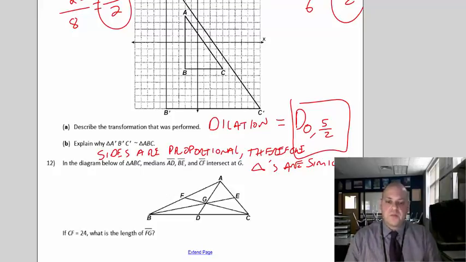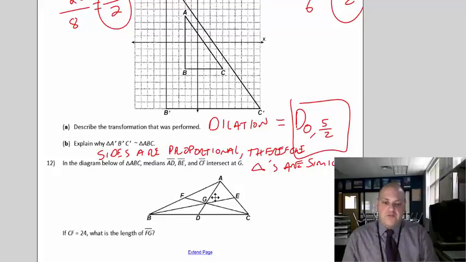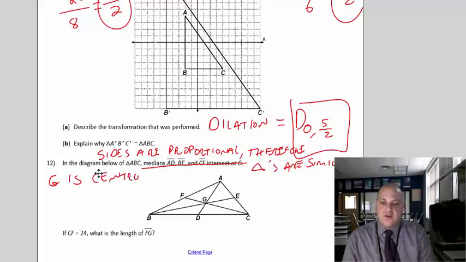All right, 12. CF is 24. We haven't done this in a while. Now these are medians, okay? So that means G is the centroid. So we're doing the centroid theorem. Look that up in your notes. CF is 24. This whole piece right here is 24.